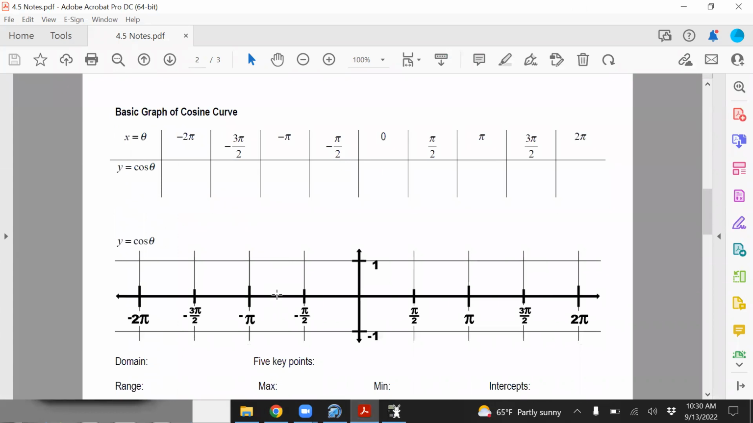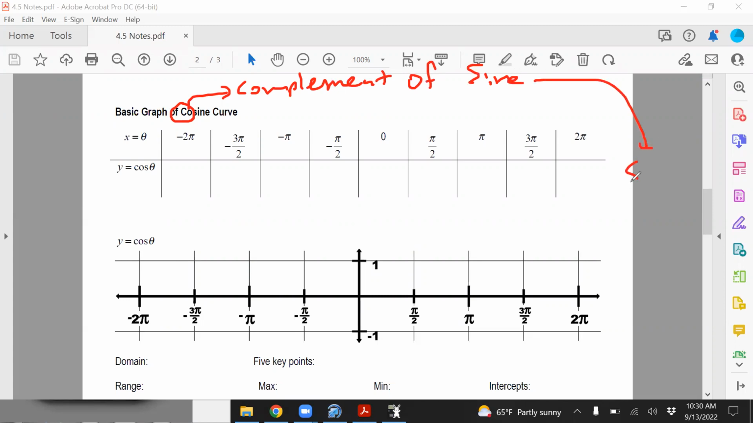So cosine. Cosine is going to be very similar to sine. Now remember, cosine, in case you guys forgot, the co stands for complement of sine, which means it's a shift of 90 degrees or pi/2. You're gonna notice it's a shift of 90 degrees or pi/2, because co stands for the complement of sine, and complements are when 2 angles add up to 90.